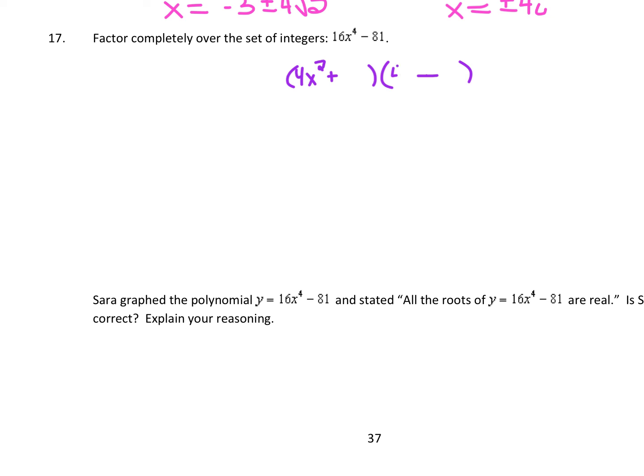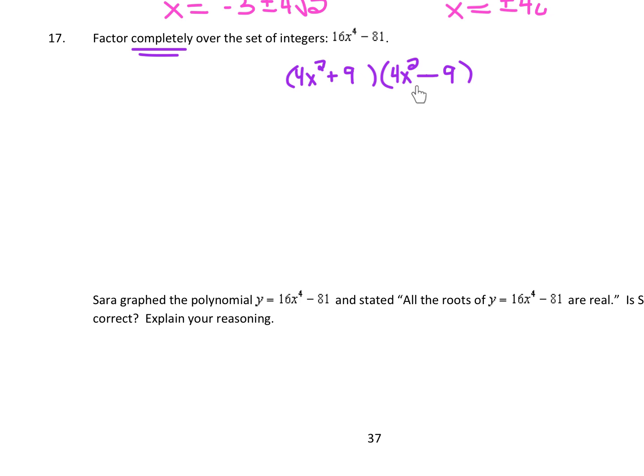And then we're going to put the square root of the second term in the second spot in each parentheses. So the square root of 81 is 9. Now, this word right here, factor completely. That word completely is very important. It's letting us know that we have to look to factor further.